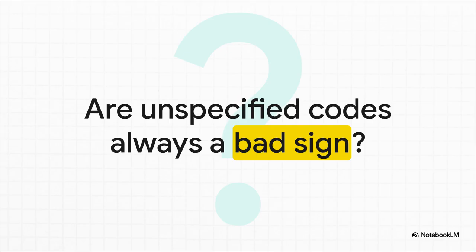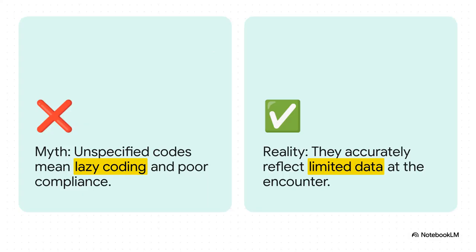Well, let's look at the facts. There is a massive gap here between what commercial payers want you to believe and what the official guidelines actually mandate. The industry myth says unspecified codes mean poor coding and sheer laziness. You picture a coder just sweating over a chart, desperately trying to guess a specific anatomical site just to get a claim paid. But the CMS reality? The truth is, an unspecified code is often the absolute most accurate reflection of the limited clinical data available at that exact point in time.